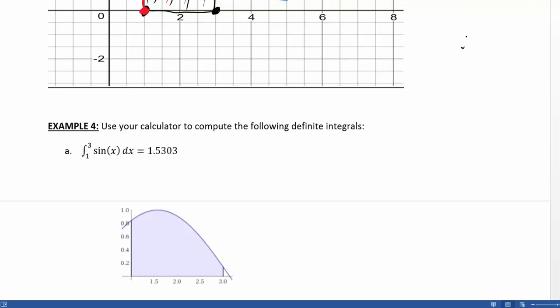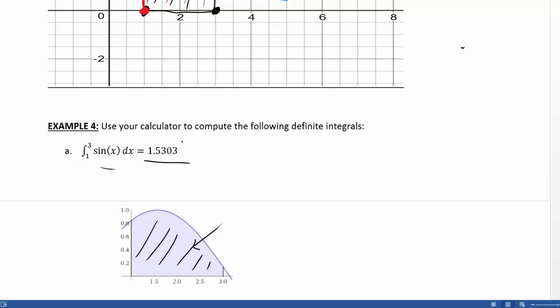The first one is the integral from 1 to 3 of sine x dx. So when you plug that all in, you get 1.5303. And what does this mean? What's really important is that we always remember what we're computing. So here, that is the area under the sine function from 1 to 3. And that would tell us that if sine was the derivative of some original function, that the original function would have changed by 1.5303 between 1 and 3. And it would change in the positive direction because this number is positive.